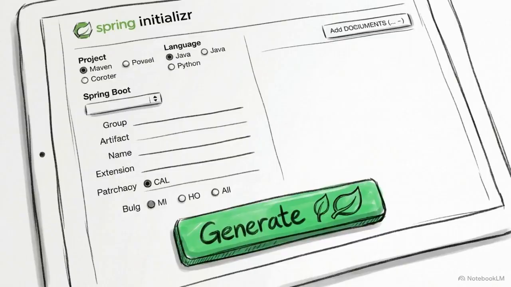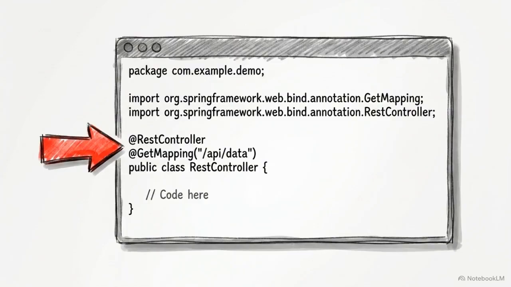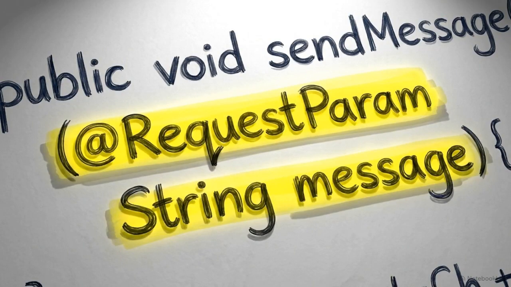Let's start the project initialization. Head over to Spring Initializer and generate a new project. Add exactly 2 dependencies to get started, Spring Web and Spring for Apache Kafka. Next, we need a data entry point. Create a REST controller class with a GET mapping. This mapping will capture a URL request parameter and accept the string message a user sends.